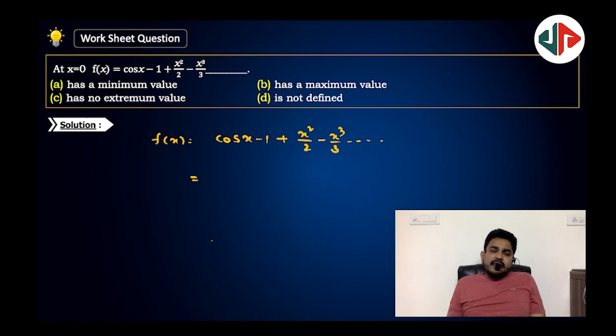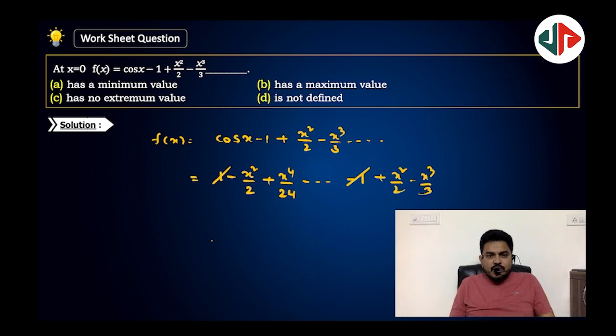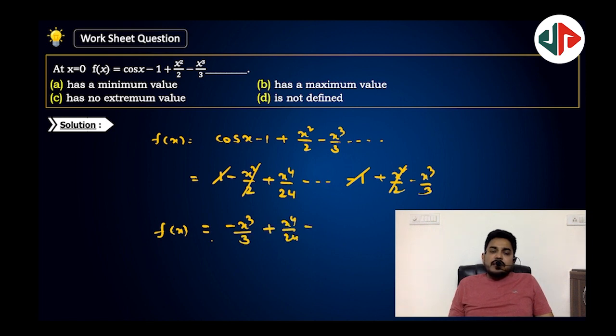If you look at the cos x expansion, 1 minus x square by 2 plus x power 4 by 4 factorial, which is 24, etc., minus 1 plus x square by 2 minus x cube by 3. The 1s cancel, and x square by 2, x square by 2 cancel. So f of x is equal to minus x cube by 3 plus x power 4 by 24 plus x power 4 by 4, etc.